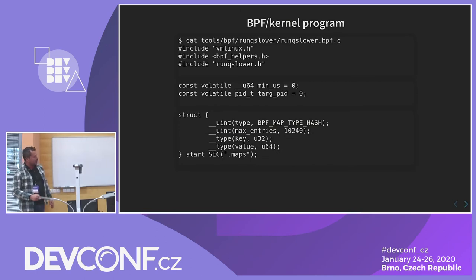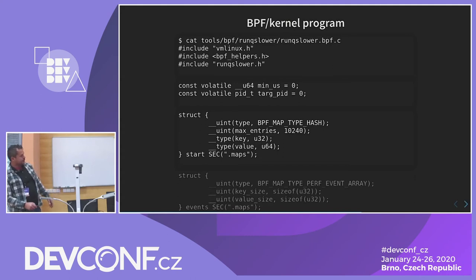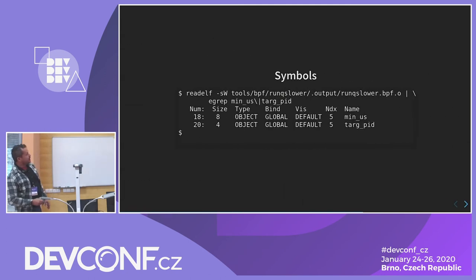And then here is how in C you define a map. You see that's type hash, max entries 10,240, the type for the key is u32, the value u64, and you declare it as start. And then here, it's another one, it's just the perf event array. This is still some boilerplate. It should be more compact. And then, if you look at the BPF object that was generated, you're going to see that those two symbols are global, and that's what the bpftool skeleton generator sees and allows the user space tooling to set in the process of loading via libbpf.